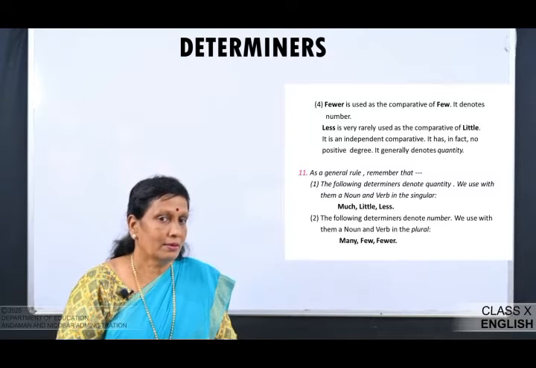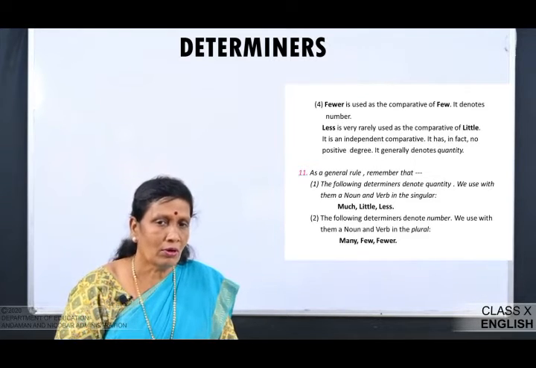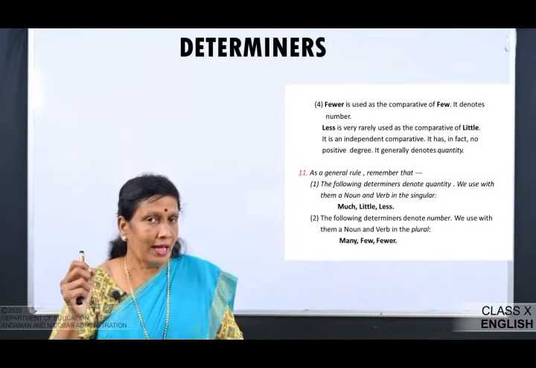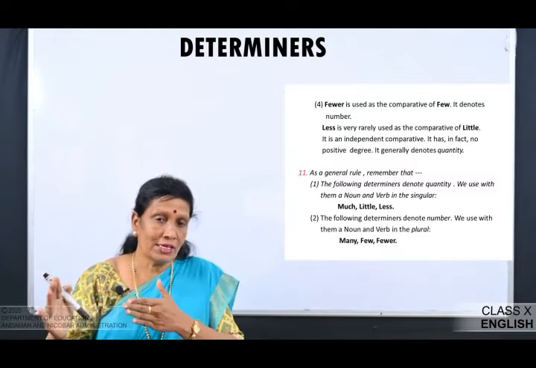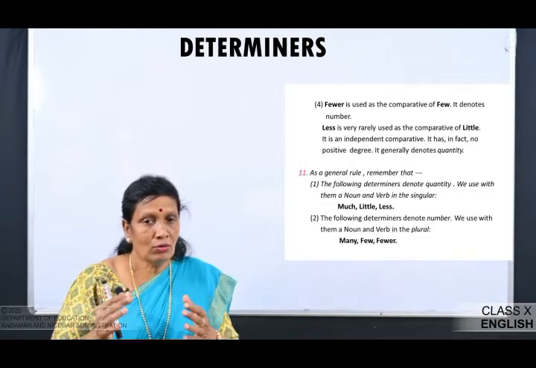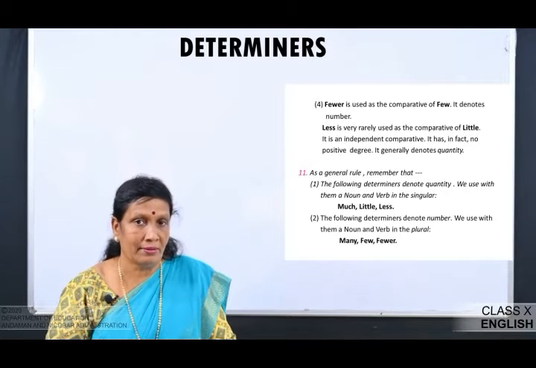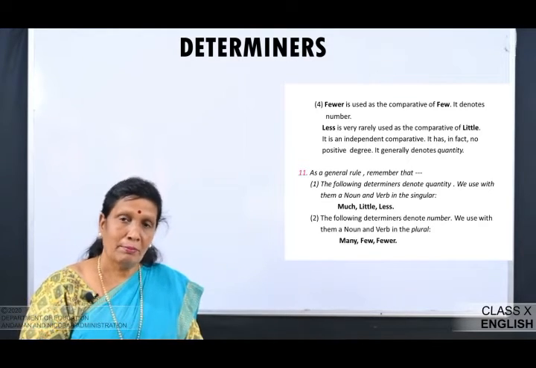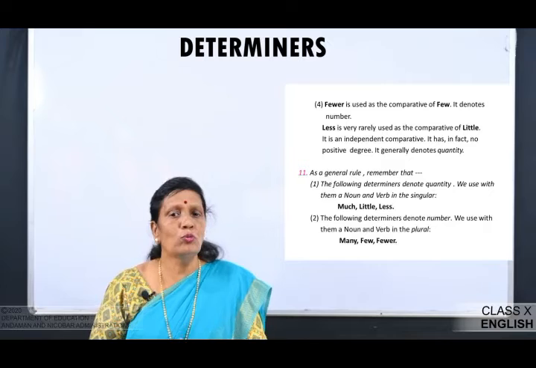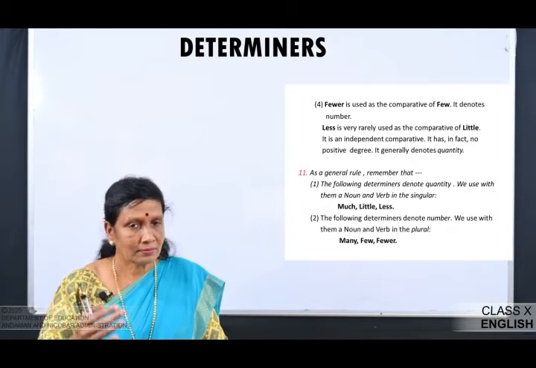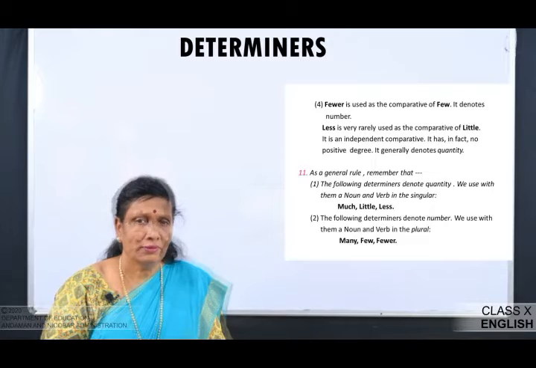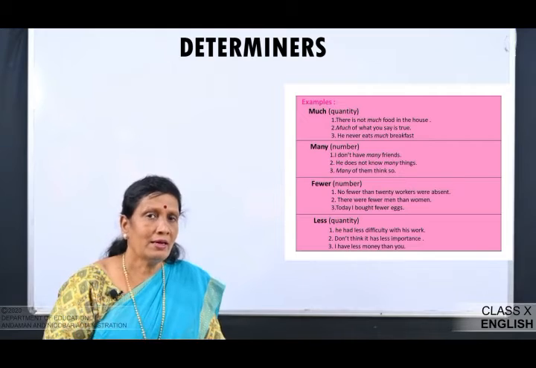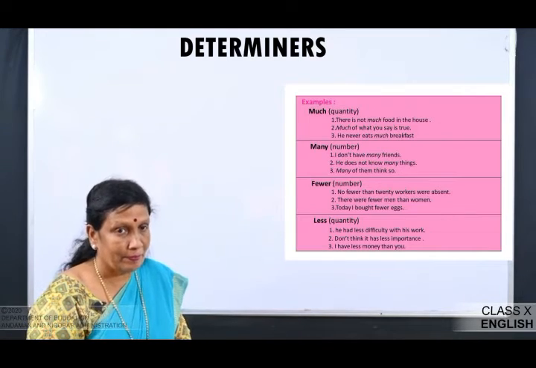We use them with a noun or verb in the singular form. Much, little and less: we use them with singular nouns. Now, the following determiners denote number, and we use them with a noun or a verb in the plural: many, few and fewer. Okay? Because they talk of number. Now, let's look at some examples of much, many, fewer and less.